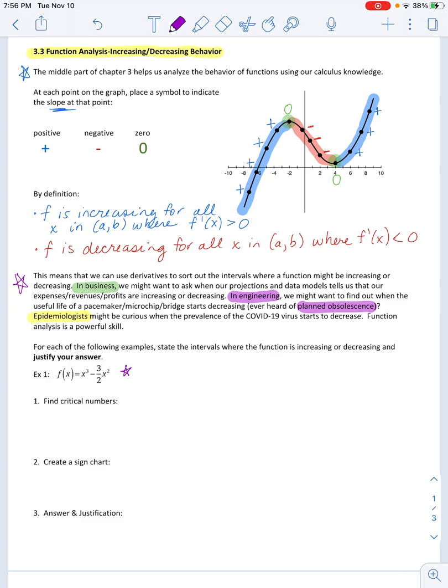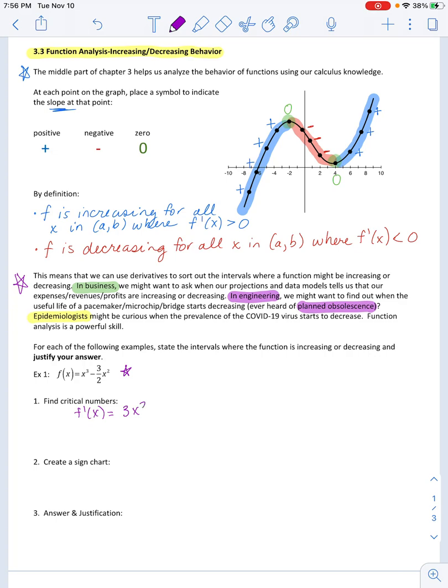So what we can do is use calculus to at least try to figure out where it's increasing or decreasing. So the directions state, for each of the following examples, state the intervals where the function's increasing or decreasing, and then justify your answer. And that is a bolded phrase that we use from the AP exams, and your justification is really important to scoring as high as you can. So the first step it says here is that we're going to find critical numbers.